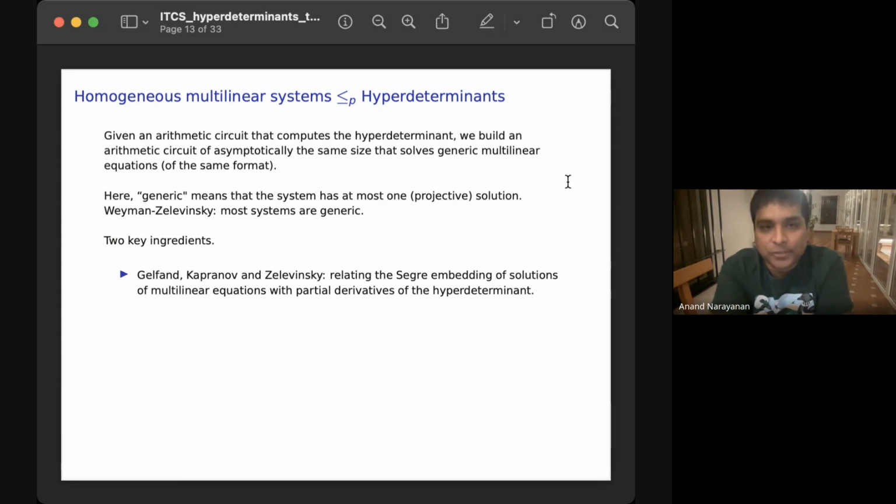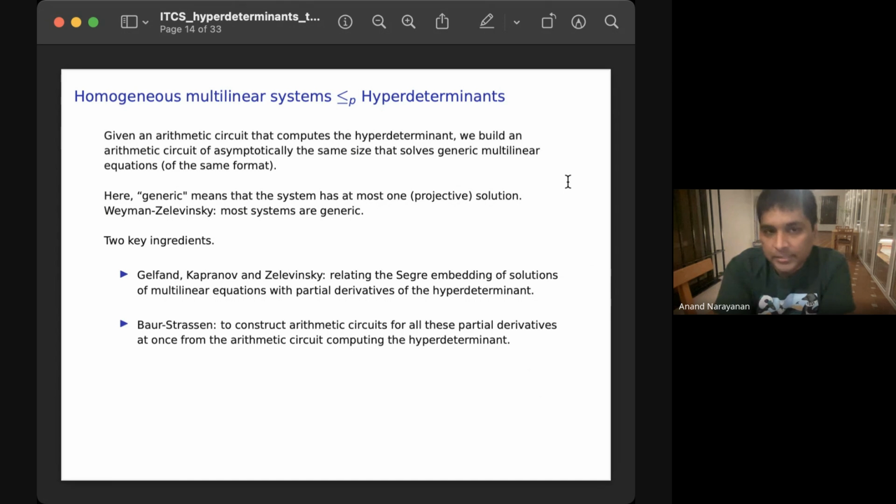So if you're trying to solve a linear system and you want to do it through determinants, then you look to Cramer's rule, right? And Gelfand, Kapranov, and Zelevinsky proved an analog, which will be the mainstay of our reduction. And we will also use an arithmetic circuit technique by Baur-Strassen, which takes an arithmetic circuit that computes some polynomial and computes all its partial derivatives using an arithmetic circuit of roughly the same size.